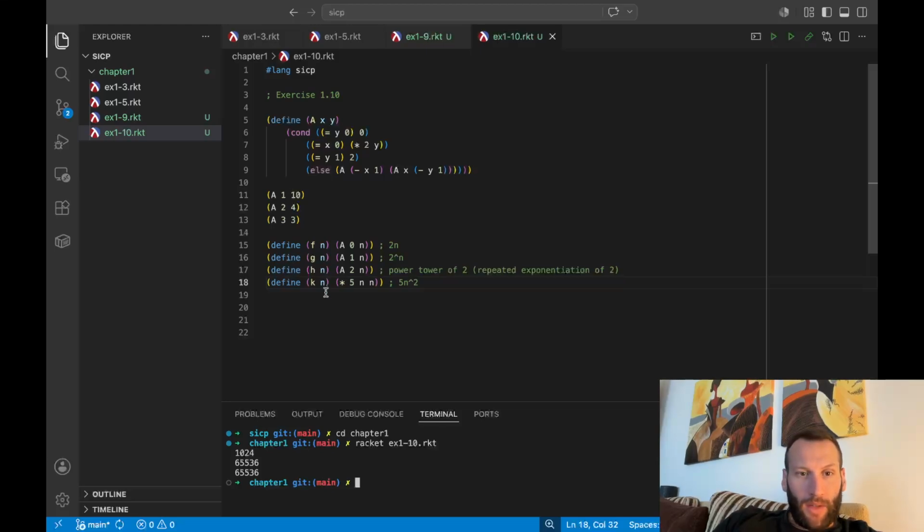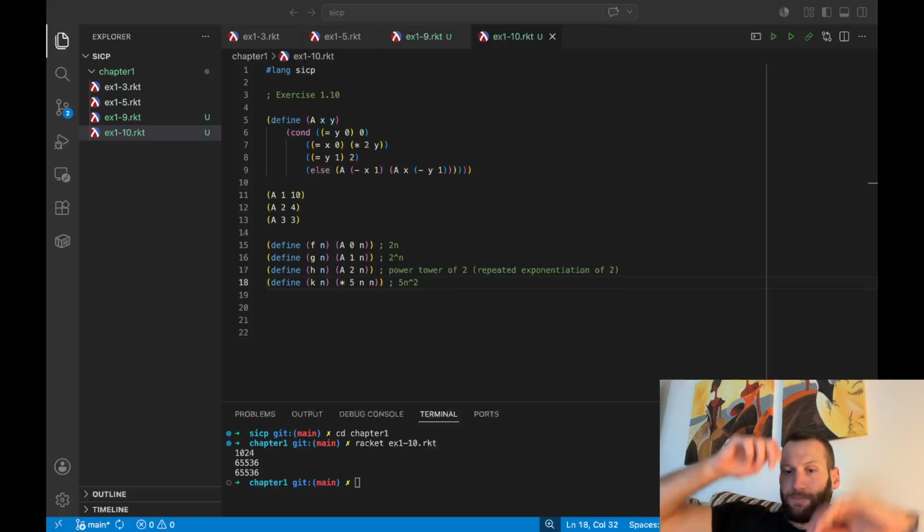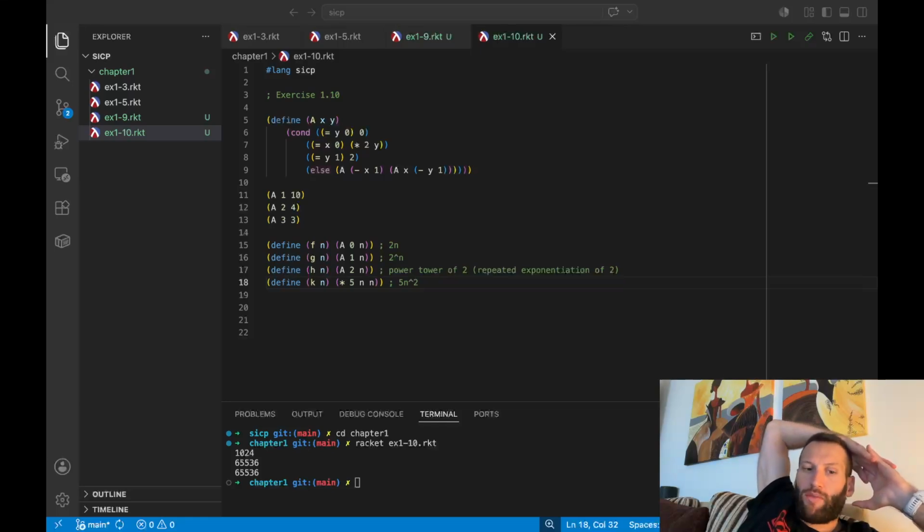But then the second part of the exercise asks a different thing, that is, consider the following procedures where A is the procedure defined above, and give concise mathematical definitions for the function computed by the procedures f, g, and h for positive integer values of n. For example, k n computes 5n squared.